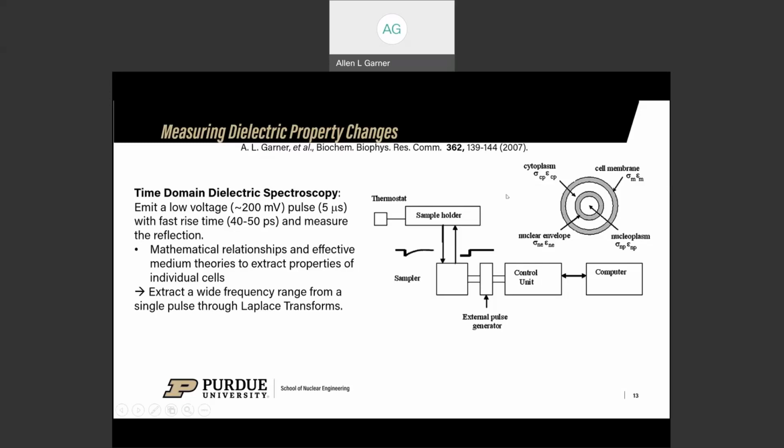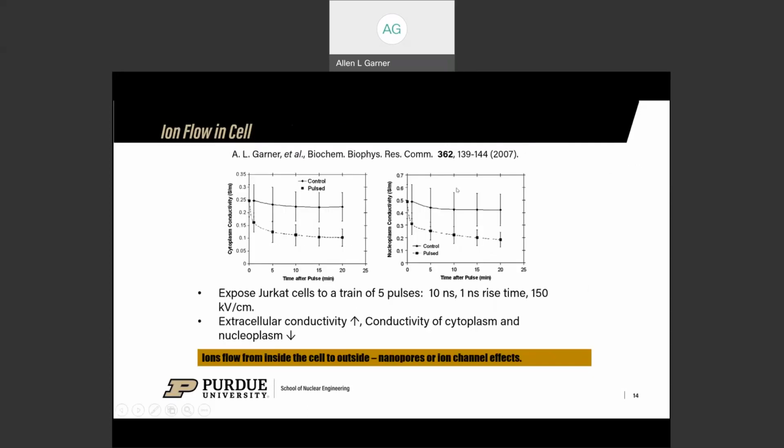Okay? And this is what I did for my master's thesis at ODU and part of my PhD work at Michigan: I tried to characterize these properties. And I worked with a visiting professor, George Chen, and we actually measured the change in these parameters over time following a train of 5 10 nanosecond, 150 kilovolt per centimeter electric pulses.